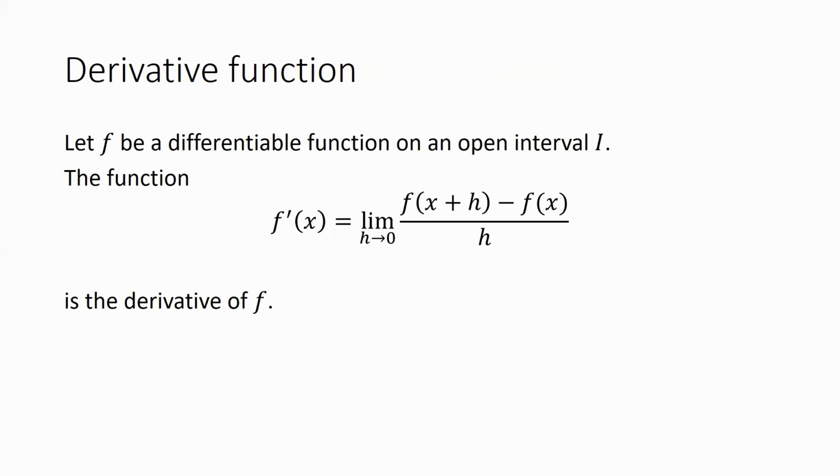Let f be a differentiable function on an open interval I. The function f prime of x is called the derivative of f. So it's the derivative function, and it's exactly what you think it is. It's the limit as h goes to 0 of the difference quotient f of x plus h minus f of x, all divided by h. So the derivative function is this function, and once I find it, I can plug in lots and lots of values for x.